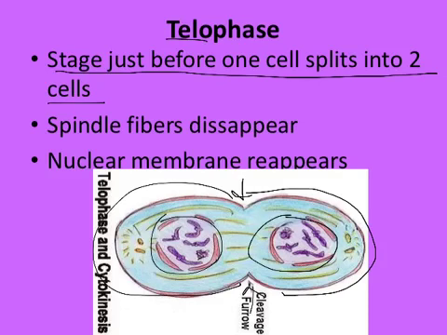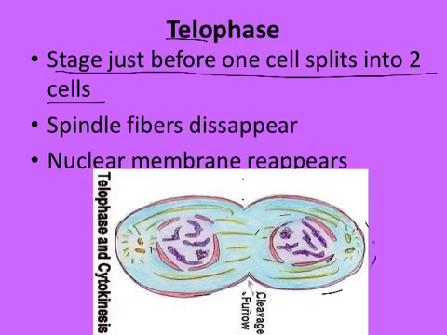So with that, I remember if it looks like a telephone, if it's splitting apart, and it's got the nuclear membrane that's reforming, if you've got that, then it is telophase. Your spindle fibers are disappearing and your nuclear membrane reappears. You can see that it's reappearing here. Okay, and then, like I said, you've got your cleavage furrow here at the bottom. And cleavage furrow just means that it is pinching together, and that's when cytokinesis is occurring.